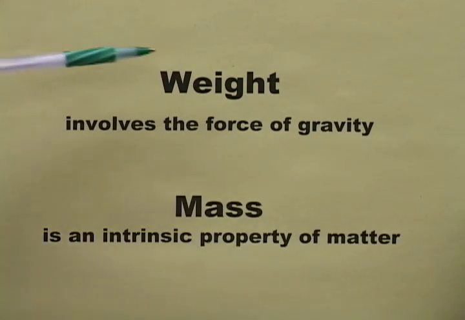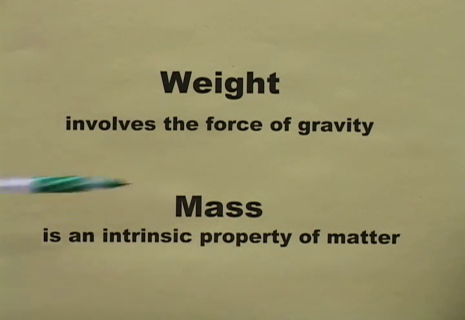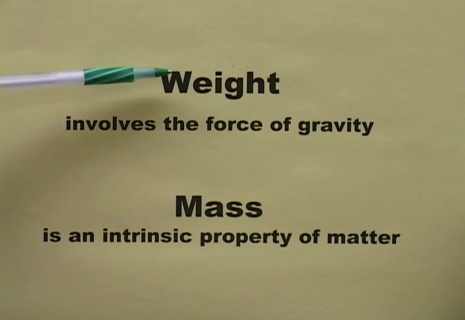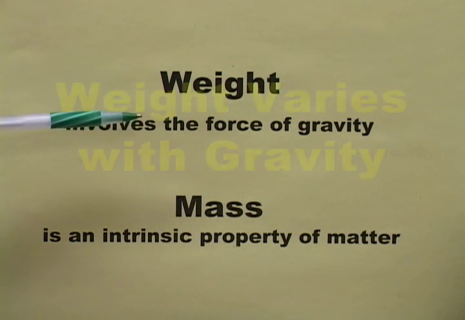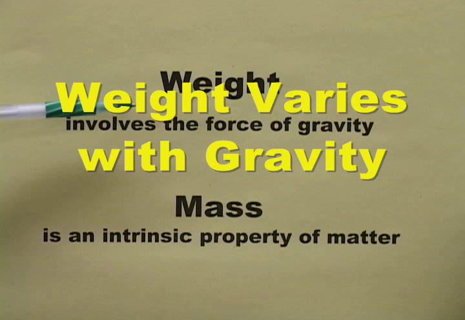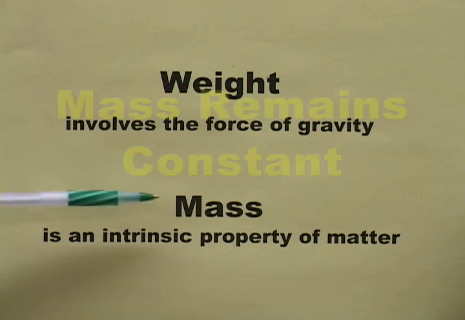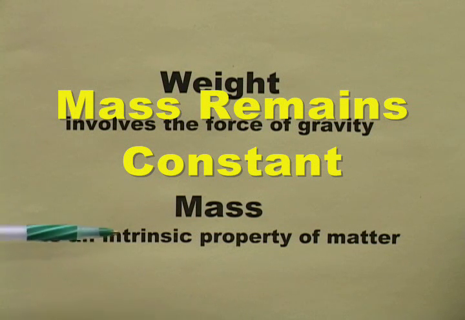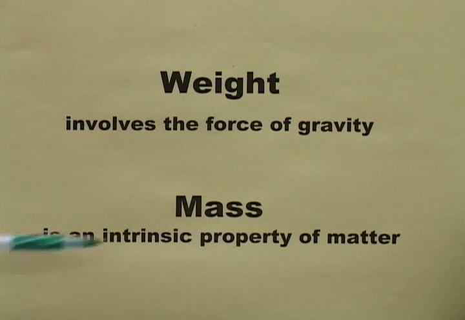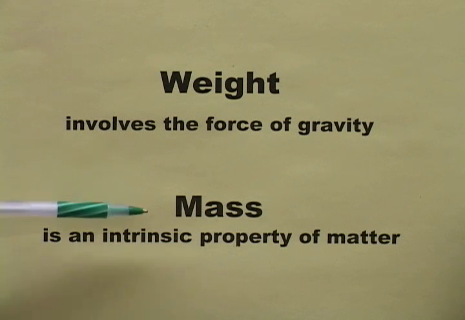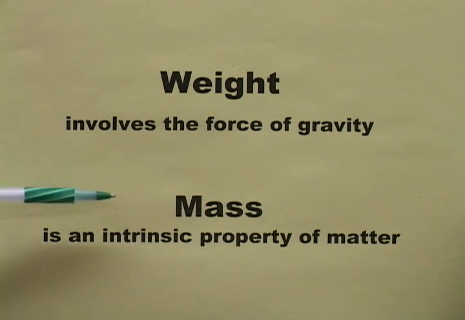Although we frequently use the terms weight and mass interchangeably, they are actually quite different. The weight depends on the force of gravity, so that where you have high gravity, you will have a higher weight. Where you have low gravity, you'll have a lower weight. Whereas mass is constant. It is an intrinsic property of the matter itself. Now, for example, if you go into outer space, you become weightless, yet you do not change your mass.